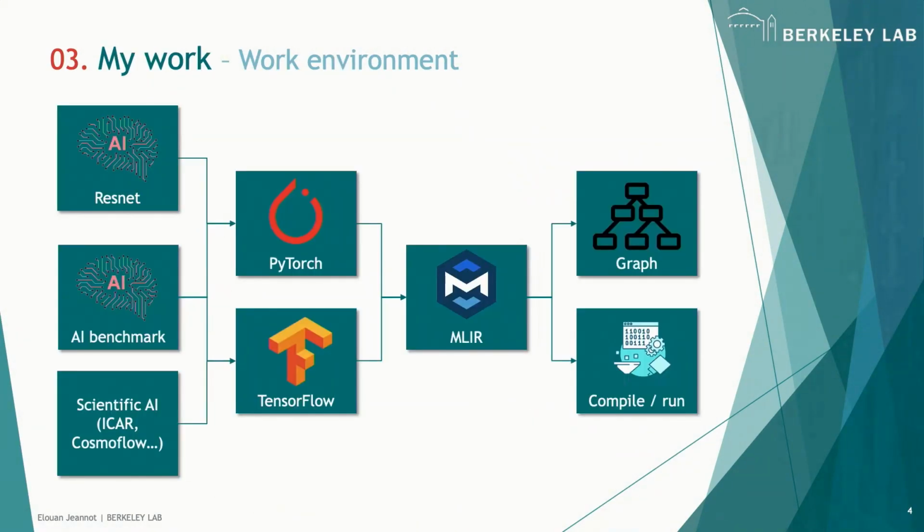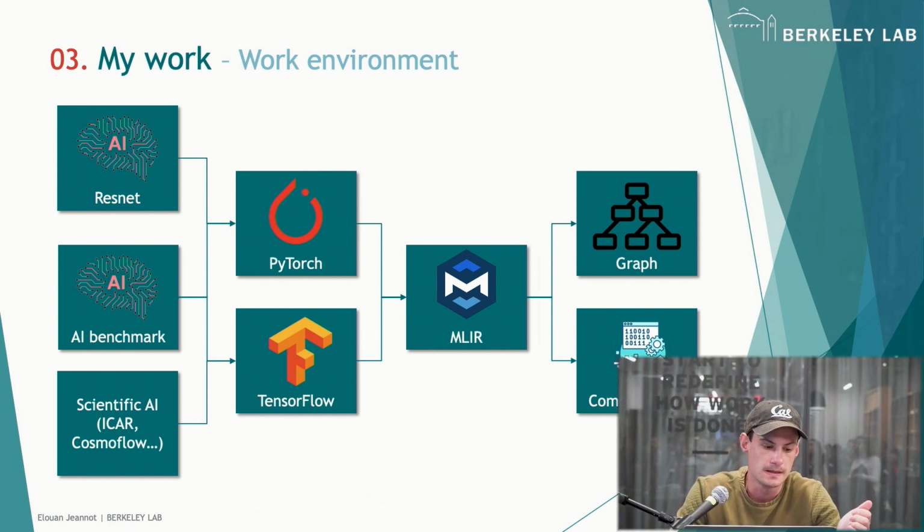So how did I do that? I worked in most cases on ResNet. ResNet is a simple AI to recognize classic images, like objects or animals or things like that. I also worked on some AI benchmarks and on some specific AIs like ICAR or Cosmoflow, which are AIs developed by the research lab.